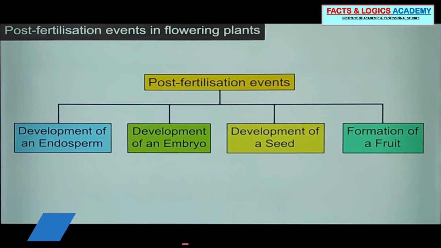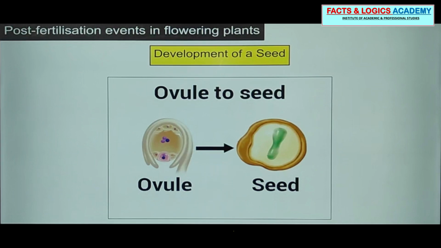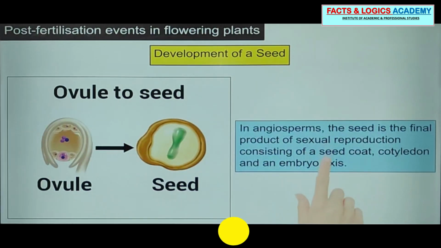Now, let's examine the development of seed and the formation of fruits. Immediately after fertilization, the zygote divides to form the embryo, while the ovule develops a tough coat called the seed. In angiosperms, the seed is the final product of sexual reproduction. A typical seed consists of a seed coat, cotyledon, and an embryo axis.